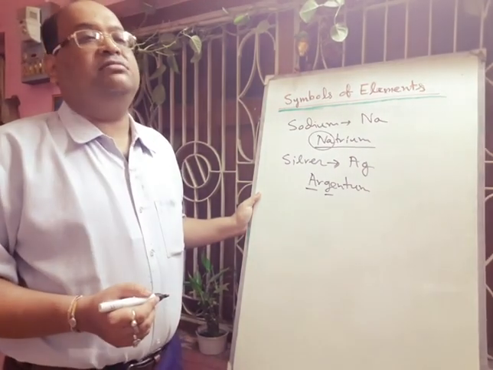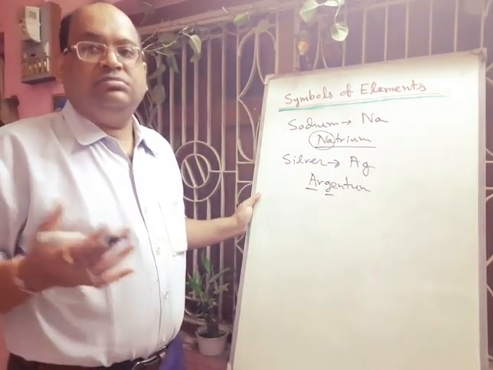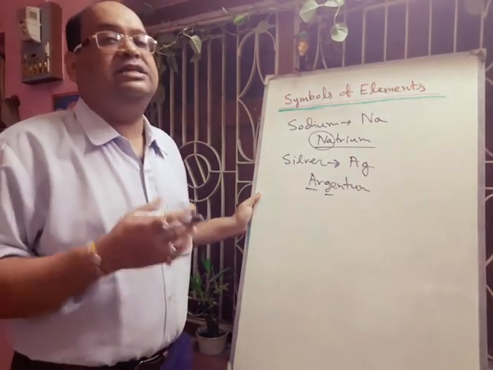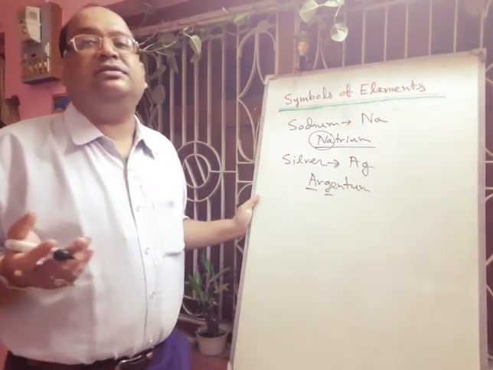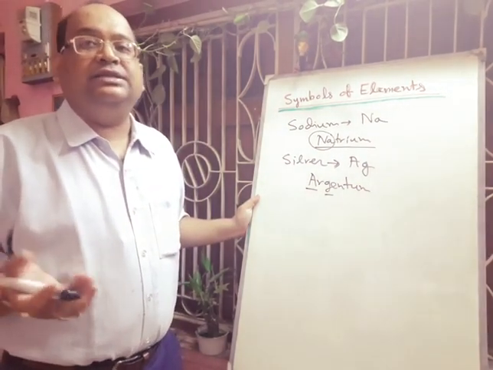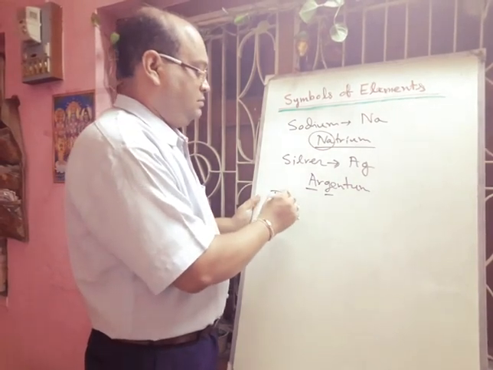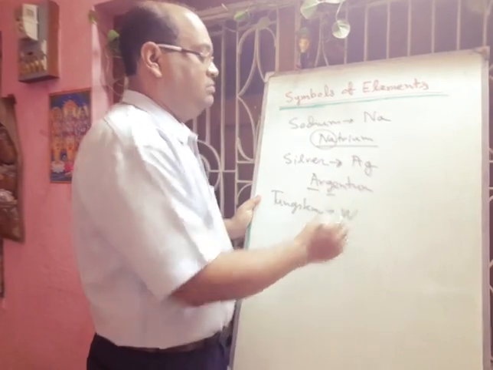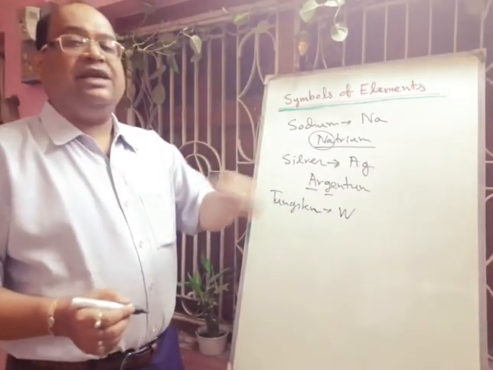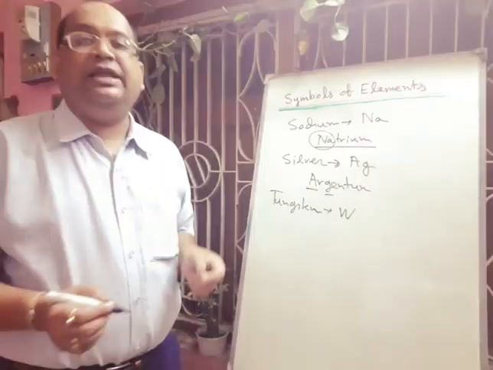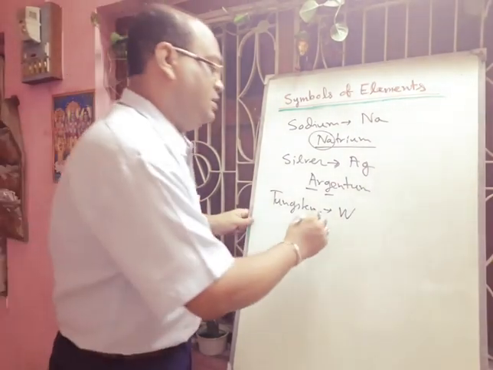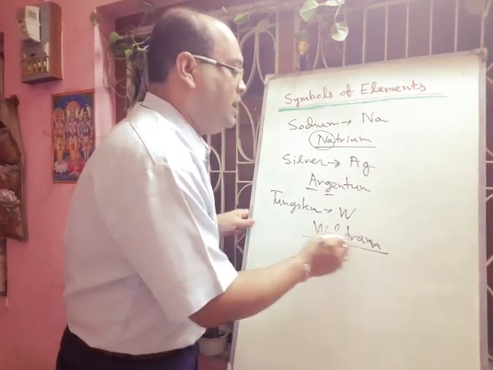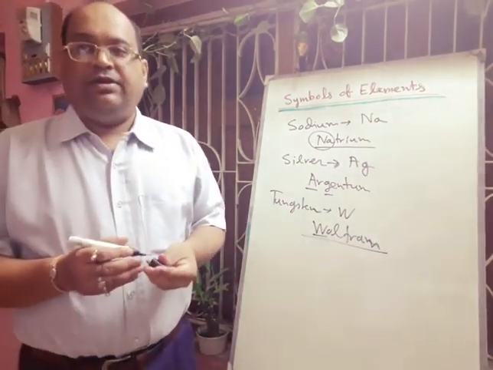Next, one German name is taken for tungsten. In our bulb there is a filament. What is the filament made of? Tungsten. And its symbol is W. Actually it is taken from a German name, Wolfram. So from here we have just taken only the W.